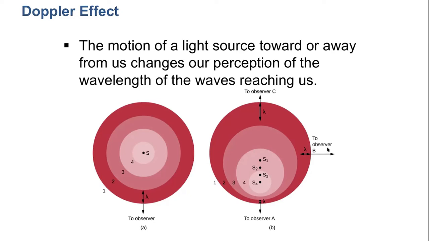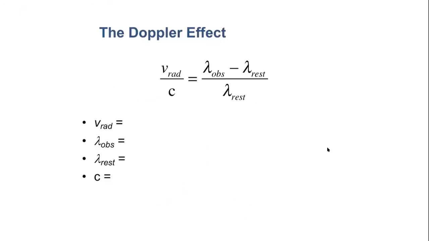Of course, we need an equation if we want to quantify any of this. And here is the equation for the Doppler effect. The radial velocity divided by c, we'll talk about what we mean by radial velocity because it's different than regular velocity, is equal to lambda obs minus lambda rest divided by lambda rest. So let's just define all of those terms real quick.